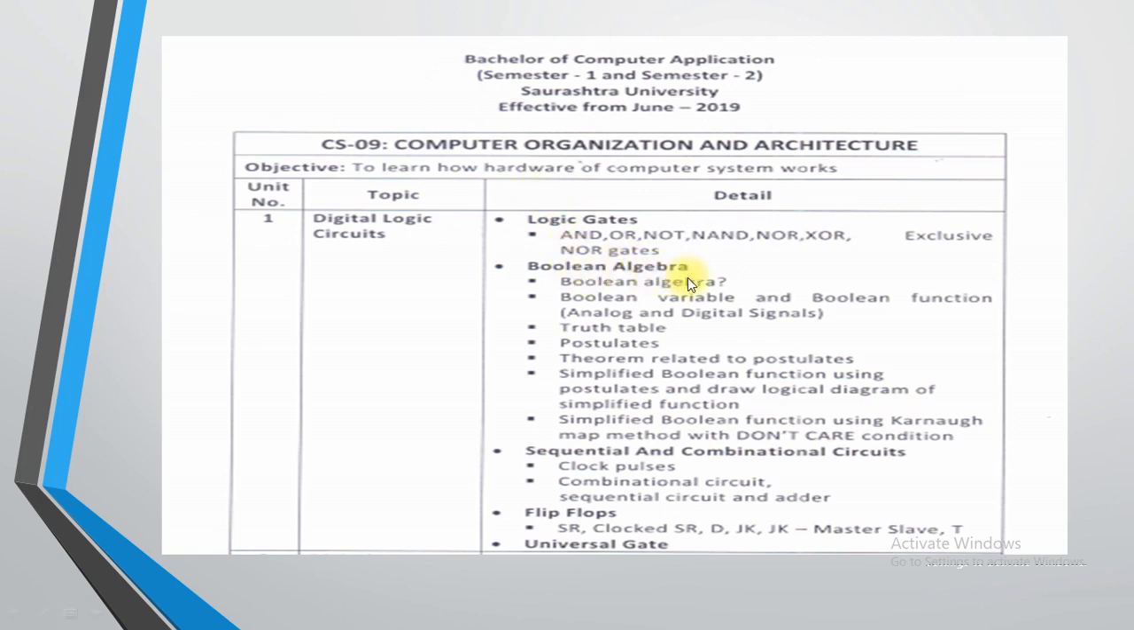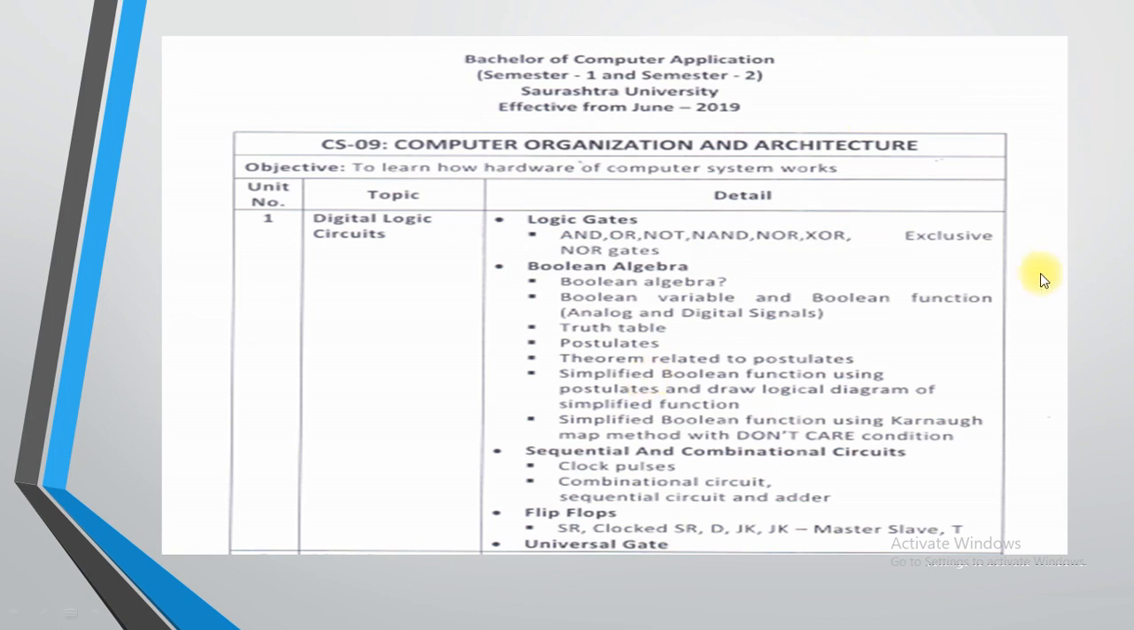The next topic is called Boolean algebra. In this we learn what Boolean algebra is, what the definitions of Boolean variables are, and what the use of a Boolean function is. Inside Boolean algebra, we will also understand truth tables and different types of postulates. We will understand the theorems based on the postulates. We are going to solve different Boolean functions using postulates, and we will draw the logic diagram based on the simplified functions.